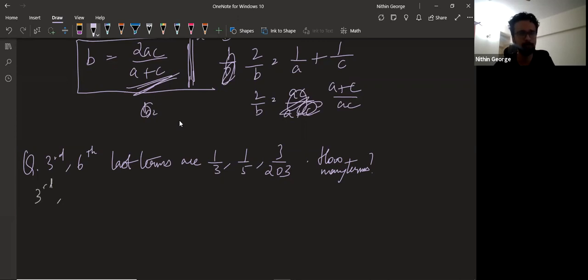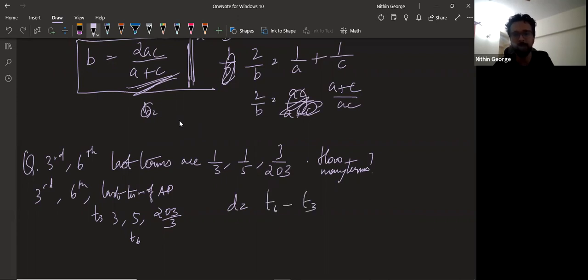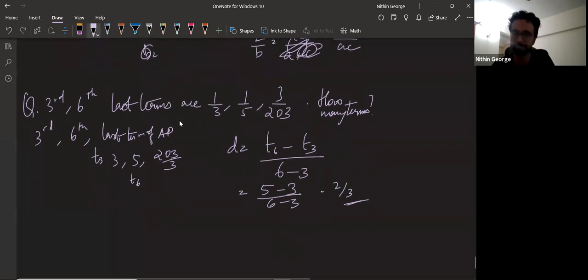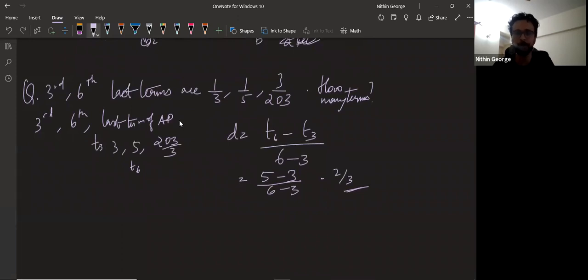So third term, sixth term, and last term of an AP will be what? 3, 5, and 203 by 3. So this will be T3, this will be T6. How do you find D? T6 minus T3 by 6 minus 3. This is the easiest way to do this. T6 is 5, T3 is 3, divided by 6 minus 3 is 2 by 3. So D is equal to 2 by 3.